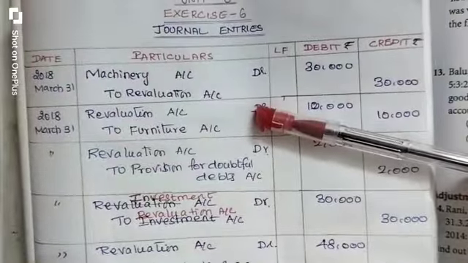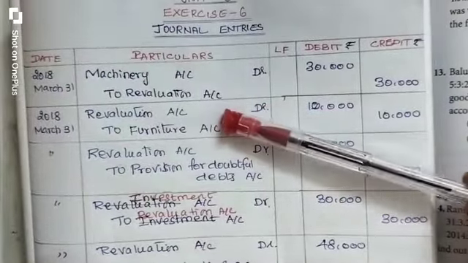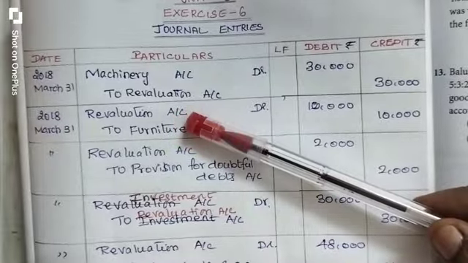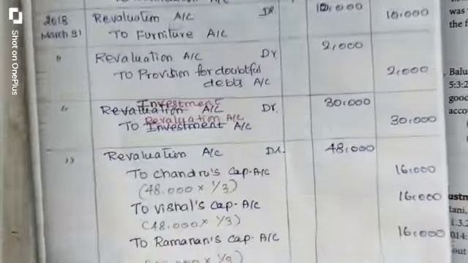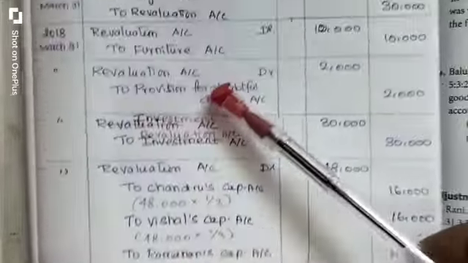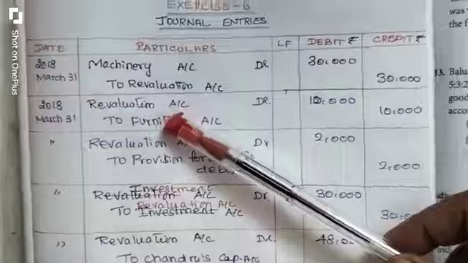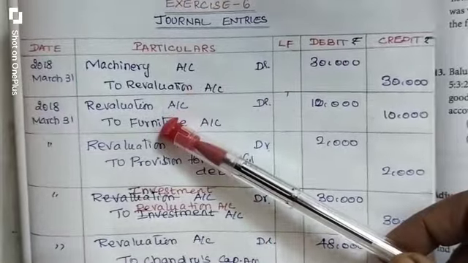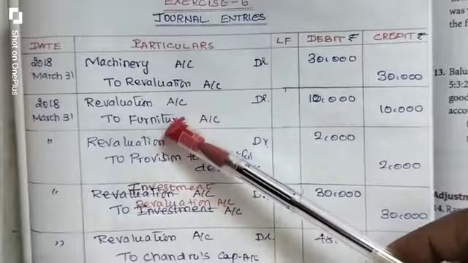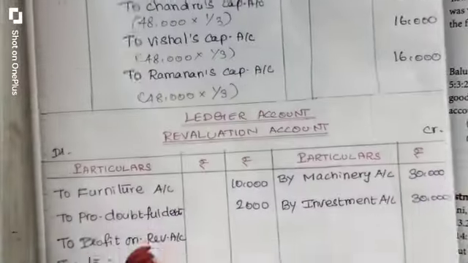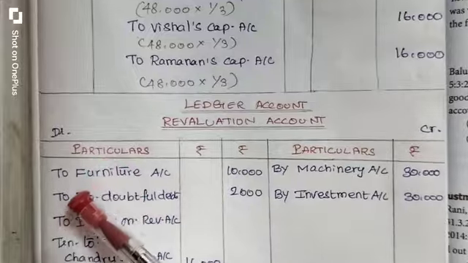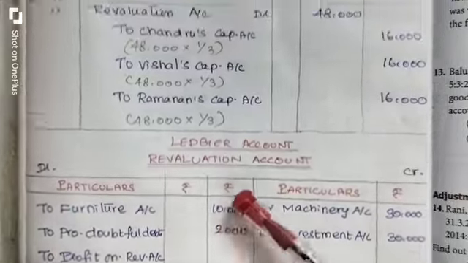Let's check the next transaction. Where is the revaluation account here? Whether it is on the debit side or credit side, the revaluation account is on the debit side. So you go to the debit side of the revaluation account and write the opposite account. Which is the opposite account from the revaluation account? Furniture account is the opposite account. So to furniture account, 10,000 rupees have to be entered on the debit side of the revaluation account. So to furniture account 10,000 rupees entered.